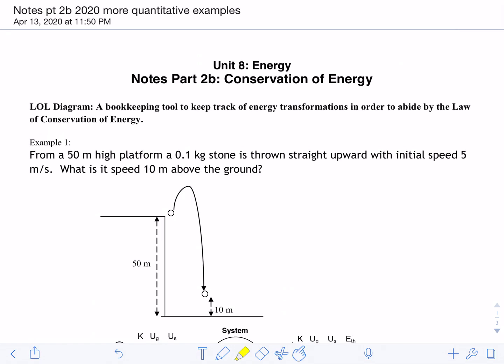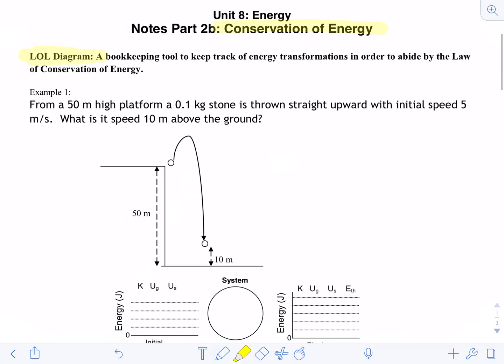So one of the big concepts that came out of last week was this idea that energy can be conserved. However much energy you have at the beginning of your problem should be exactly the same amount of energy that you have at the end of your problem. And the way that we can keep track of that energy is using this thing called an LOL diagram.